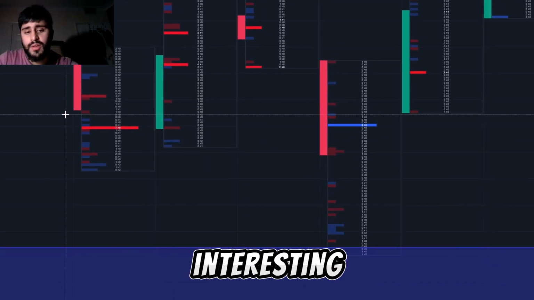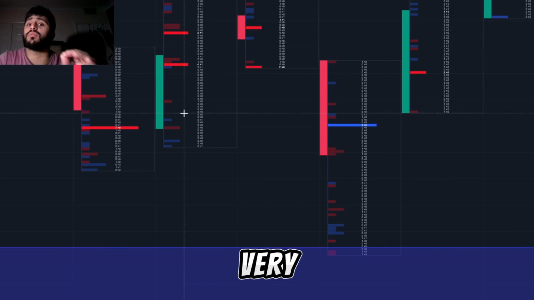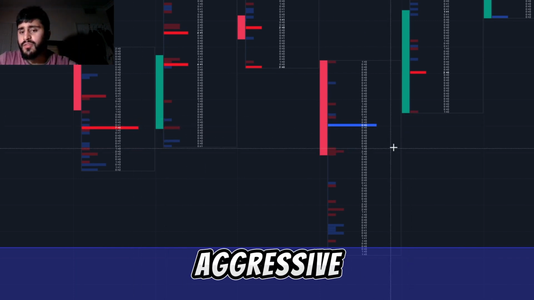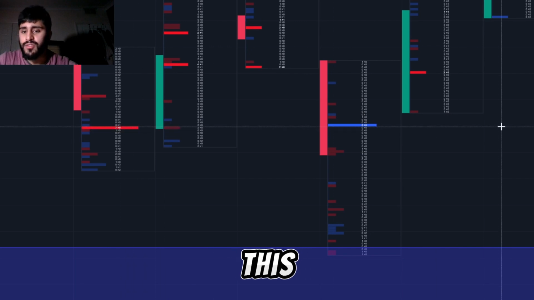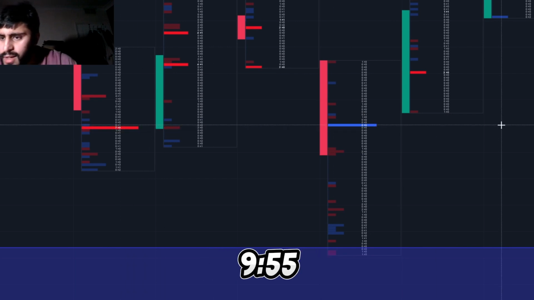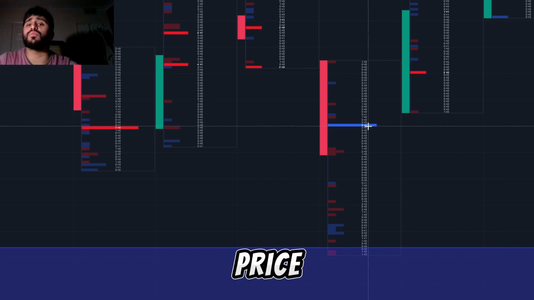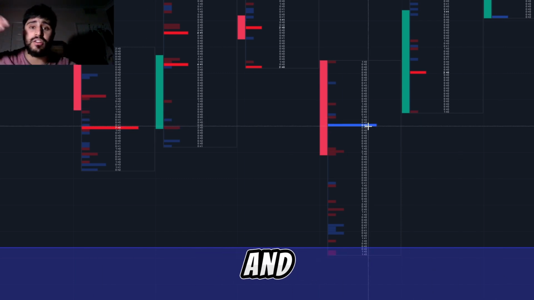What's super interesting is that we had an aggressive seller over here, very, very red, dark red delta. And we also had an aggressive buyer at the exact same price. So this is obviously Bitcoin futures. 95555, right? This is the price where there were aggressive buyers and aggressive sellers.